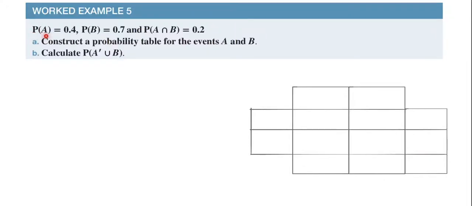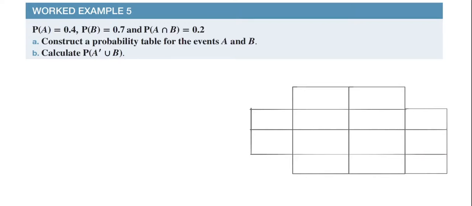The probability of A is 0.4, the probability of B is 0.7, and the probability of picking something that is in A and in B is 0.2. Construct the probability table for the events A and B. So we're going to start off by filling in the information.